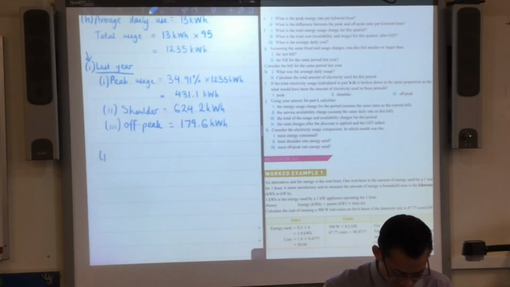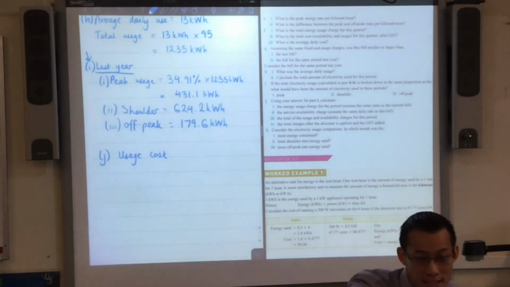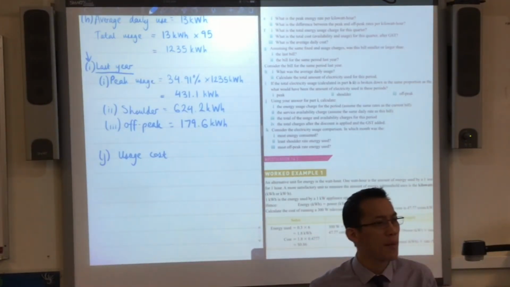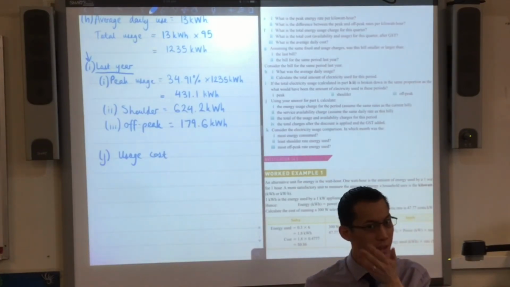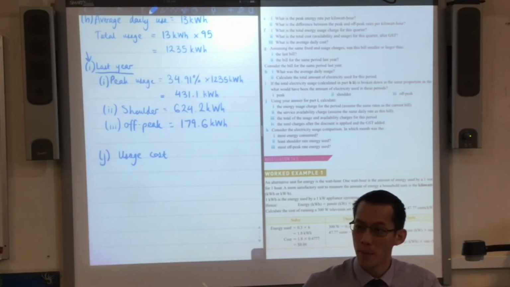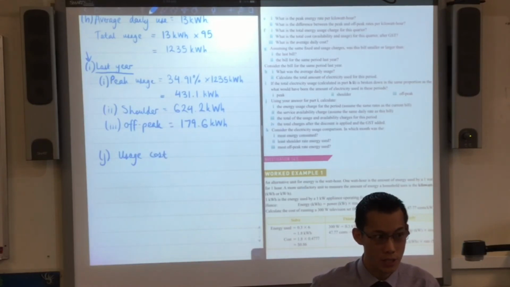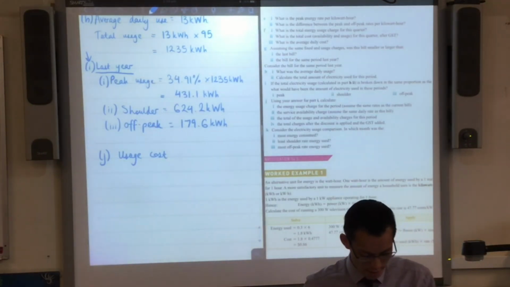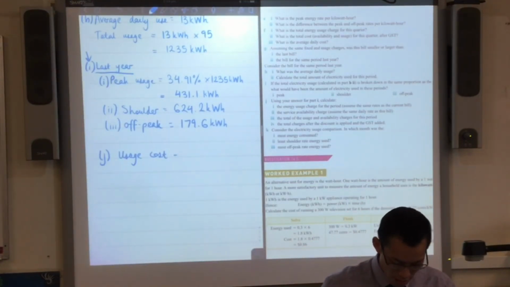So part J, the usage cost. By the way, what else is the cost apart from usage? There's another component, remember? This includes GST. Oh, just the energy availability, that's the service price, which doesn't depend on how much energy you use. What does it depend on? Just having electricity for however many days that you had electricity, which in this case is, for this bill, 95. So I'll get to that. Well, it was 93 in the current bill, but I'm thinking about last year's bill. Okay.